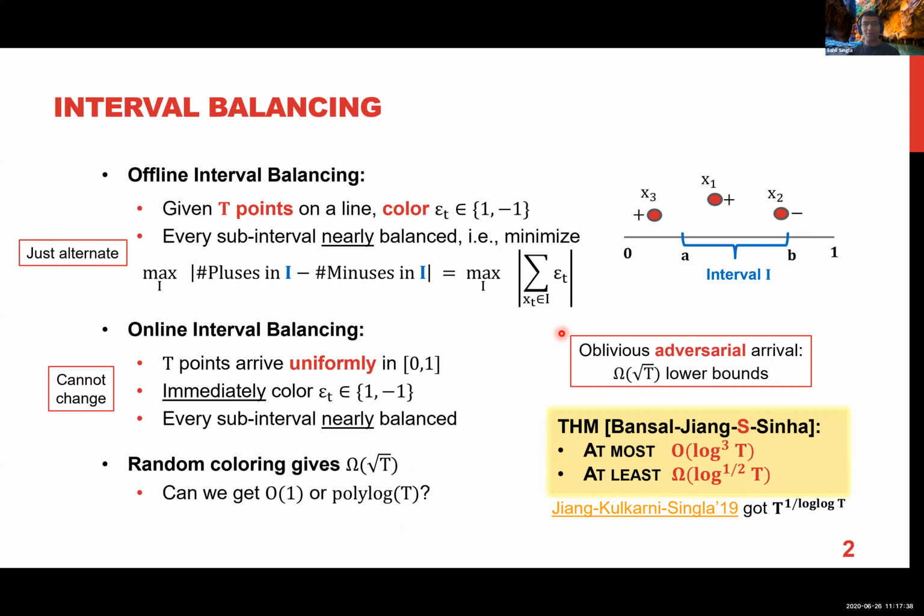So our result for this problem in this paper is that we get a polylog bound. We get a log cubed t upper bound and a square root log t lower bound. So this is tight up to some polynomial factors. And there's a work of Jiang et al. from last year, which obtained some much bigger bounds.